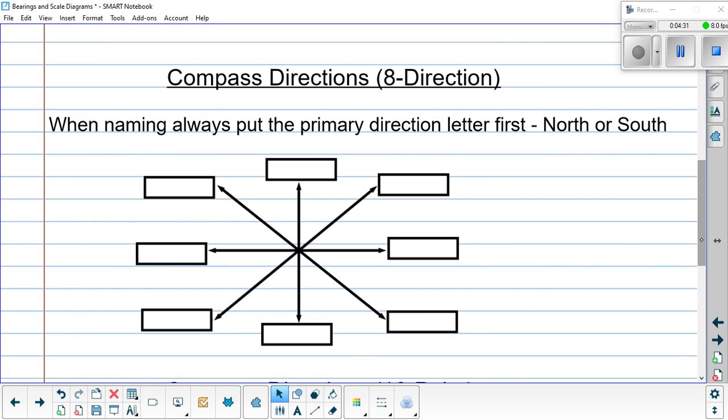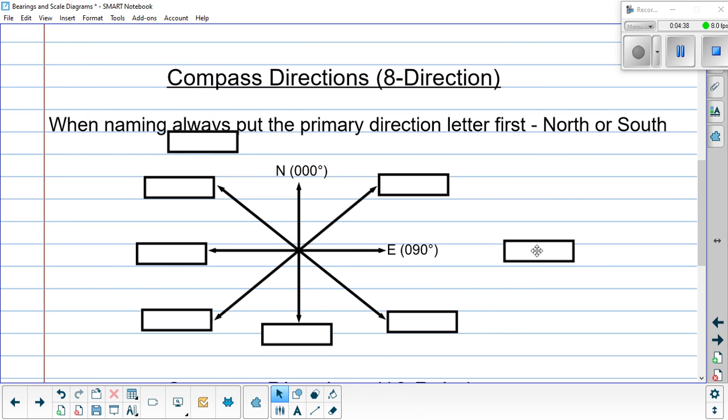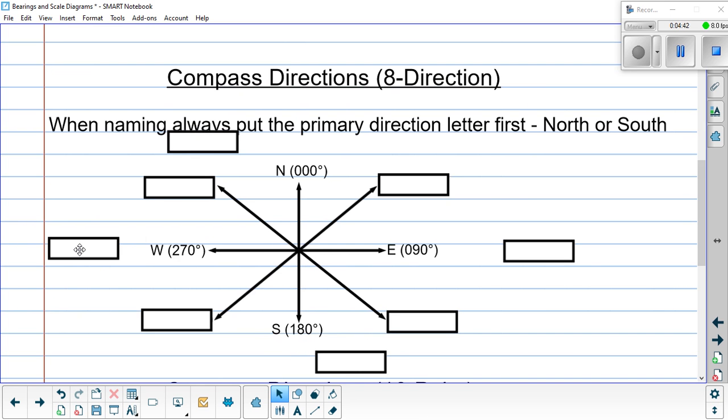So I'm going to first just go with what we know. Well, we know north is 0. We know our east was 90. We know our south was 180. And we know our west was 270. I'm going to do the first one for you. So we want the primary direction letter first. So that is north or south when it's 8 points. So, well, if we're on the top, I'm going to look at this one just to the right.